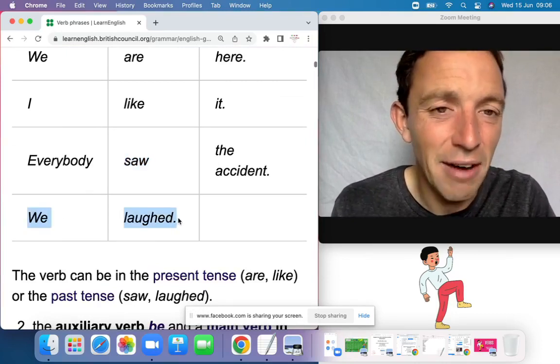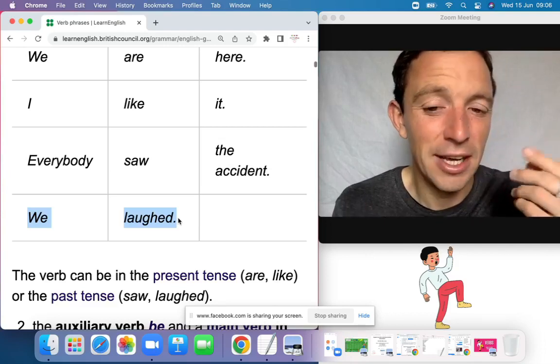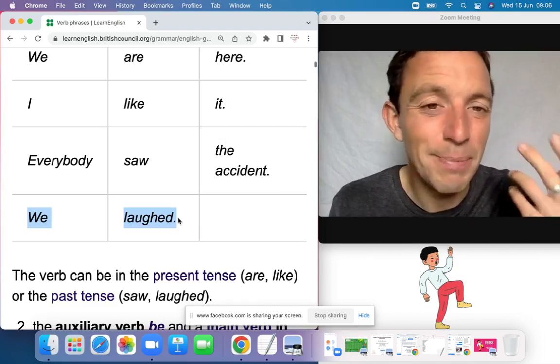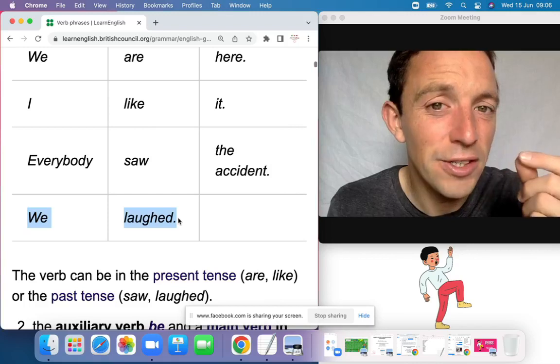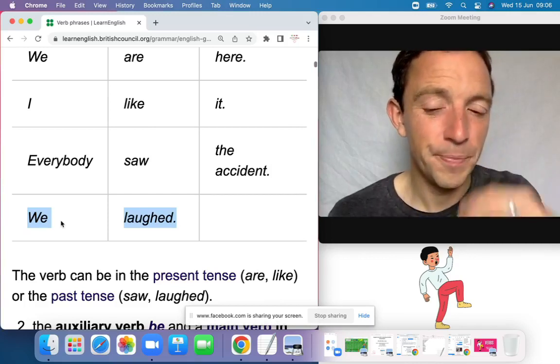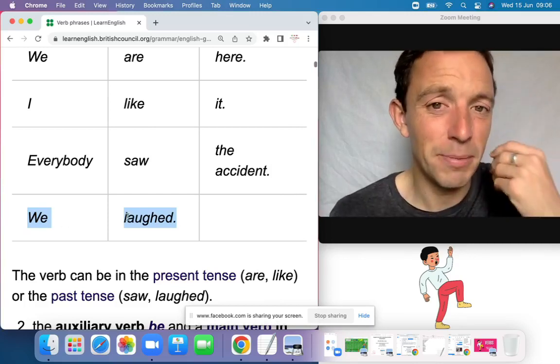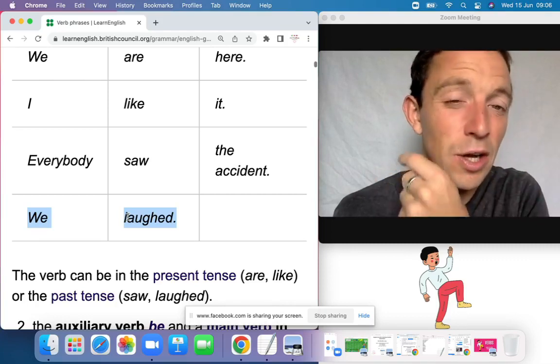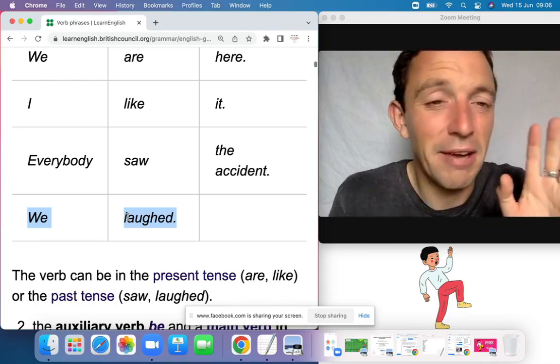Finally, we laughed. This is a verb phrase because there's no object, so it's maybe different from a clause. And the subject is we, and the main verb is to laugh. In the past, regular. We laughed. Okay, very easy, I think.